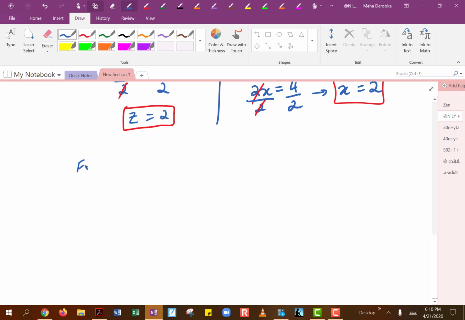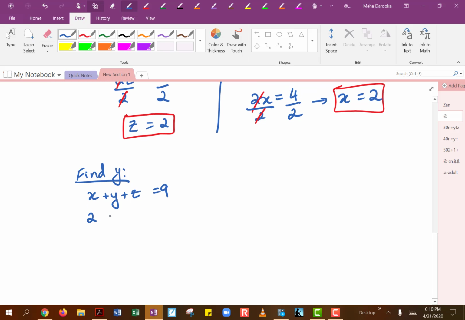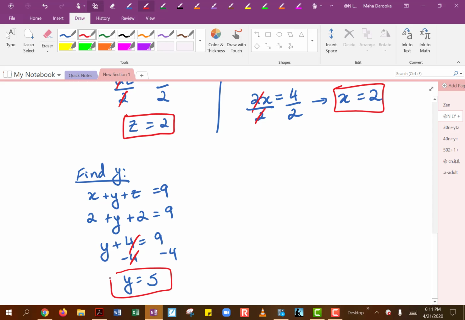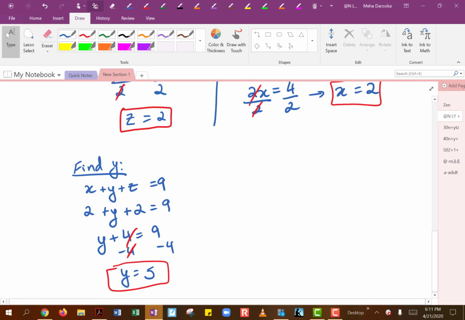So that's going to be our last step over here. Let's find y by using the first equation, which was x plus y plus z equals 9. So our x value is 2, we are finding y, and the z value is 2, and this equals 9. Of course, 2 plus 2 will give us 4. Subtract that 4 on both sides, and we end up getting y equals 9 minus 4, which gives us 5. And there you go, we have all three of our variables.